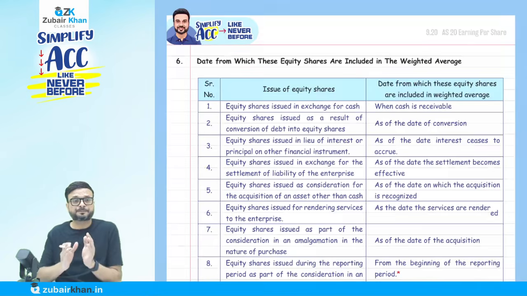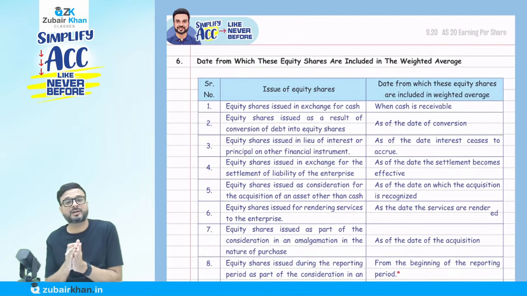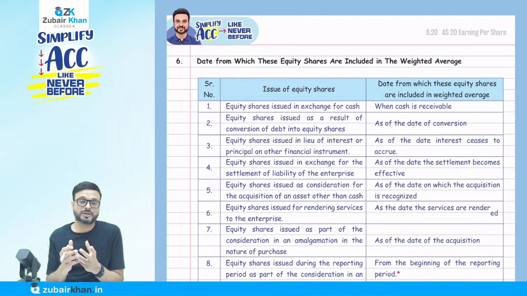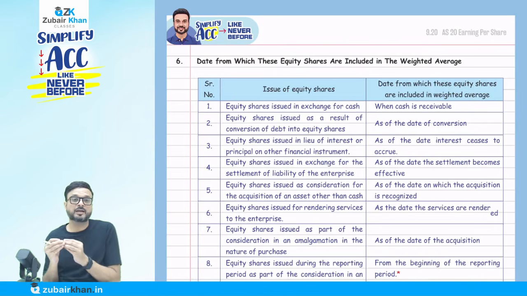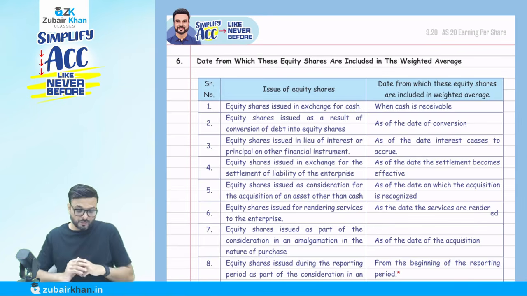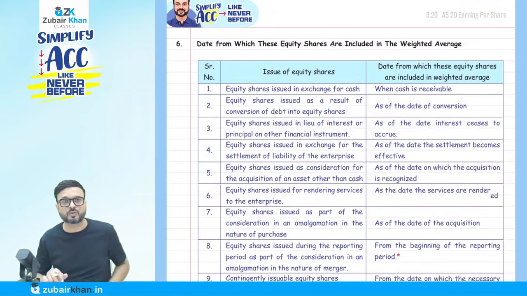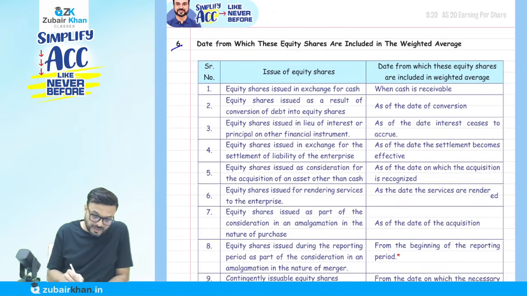Now, when we talk about counting the number of shares, from which date do we count? Because certain shares we issue during the year, and at certain times we do the buyback. If you issue certain shares during the year, from which date do we have to count it for that year? This might come in the theory for 4 marks. So you can see the date from which these shares are included in the weighted average.